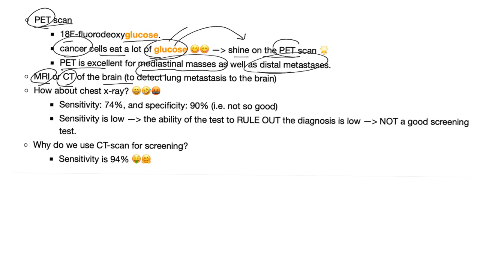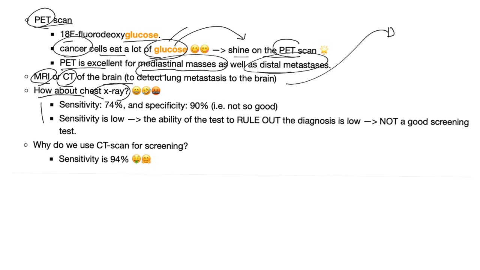MRI and CT scan of the brain, because lung cancer can go to the brain. How about chest x-ray? Not for lung cancer, baby. But I thought that we would start with x-ray, then we will go to the CT scan. Okay, let's say we started with the x-ray and you saw something that you are not sure about. What's the next step? CT scan. Then do the CT scan right away.